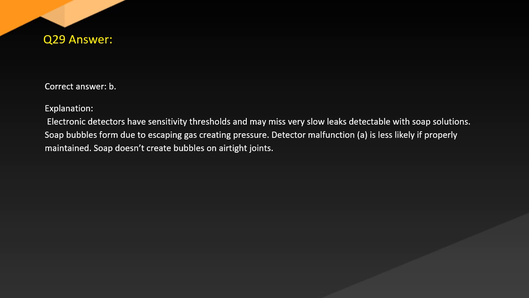Answer. Correct answer B. Explanation. Electronic detectors have sensitivity thresholds and may miss slow leaks detectable with soap solutions. Soap bubbles form due to escaping gas creating pressure. Detector malfunction is less likely if properly maintained. Soap doesn't create bubbles on airtight joints.